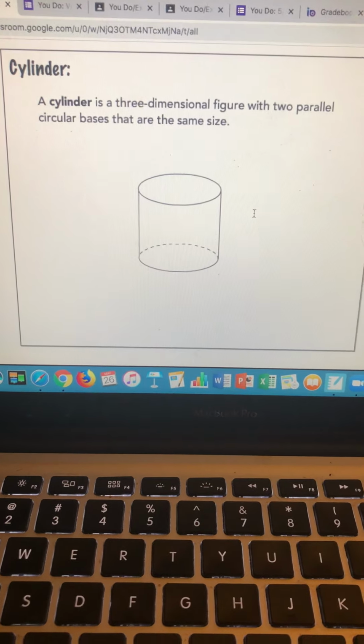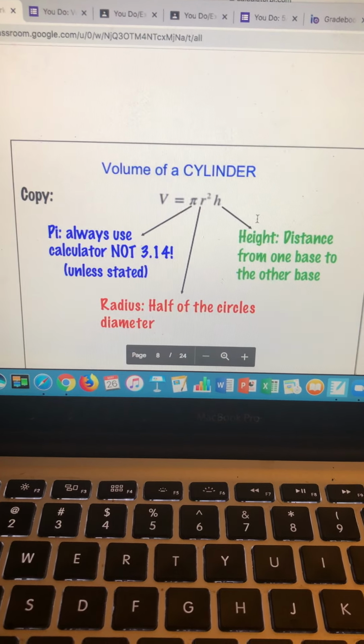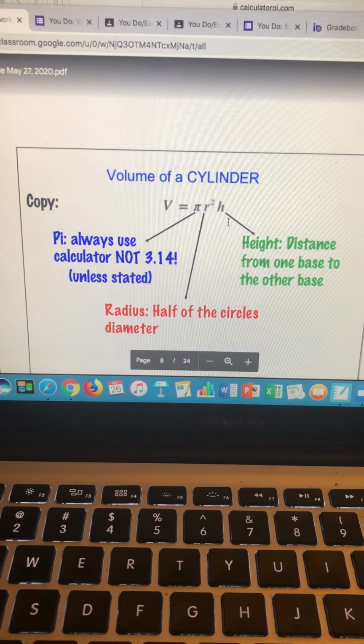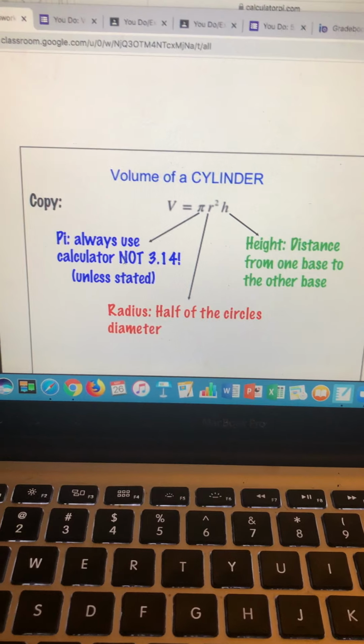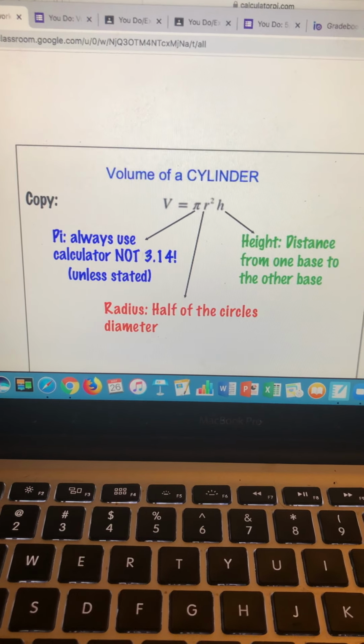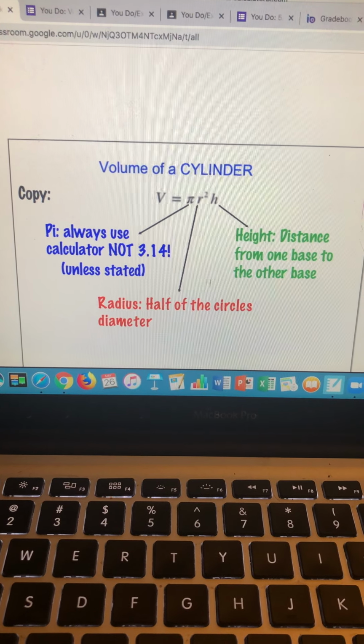To find the area of a circle, we use the area formula, pi r squared, and then like I mentioned, we're going to multiply it by the height. So here's the formula we'll be using for the rest of the lesson. Notice again, it's stated here, do not use 3.14 for pi. We're going to use that pi calculator I mentioned earlier.